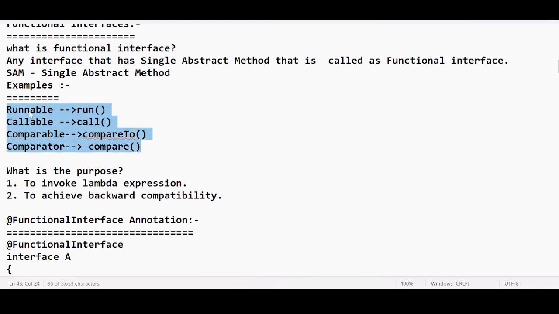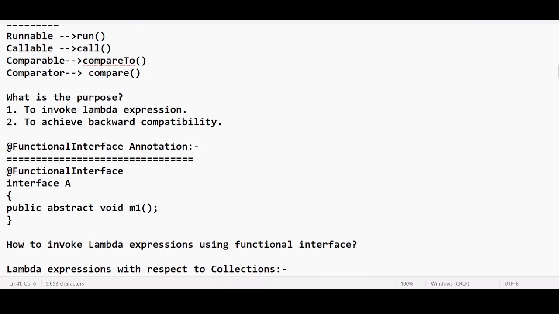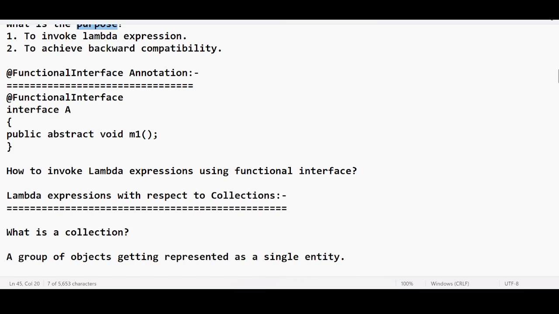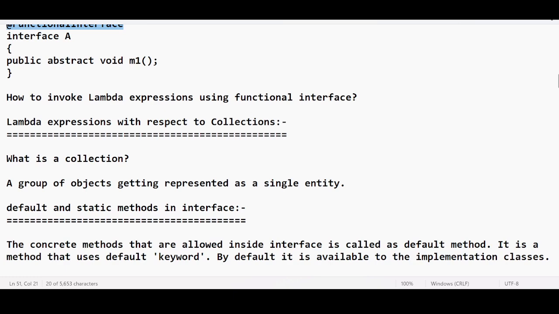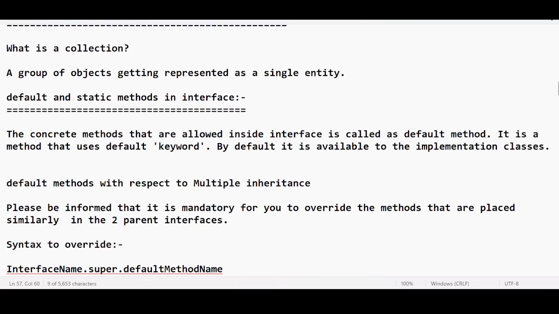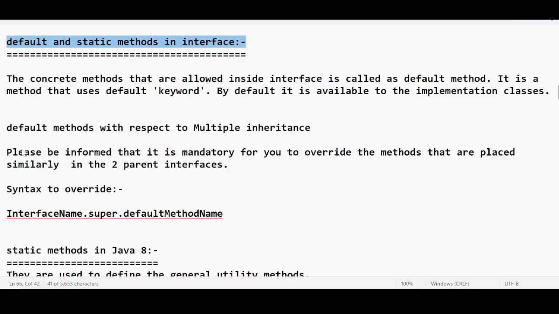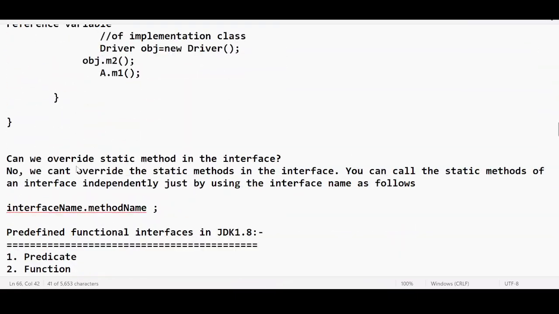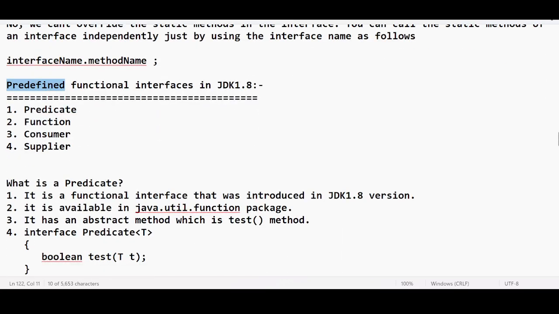Already we have predefined functional interfaces, and we have also discussed about the purpose of functional interfaces, and the functional interface annotation. If you want, you can refer my previous videos for the better understanding. And we have got to know how to invoke lambda expression using functional interfaces. We have seen the importance of default and static methods. They are introduced in 1.8 version, and also we have started discussing about the predefined functional interfaces in JDK 1.8. We have completed predicate. Almost we have taken 3 to 4 classes to complete the predicate function.